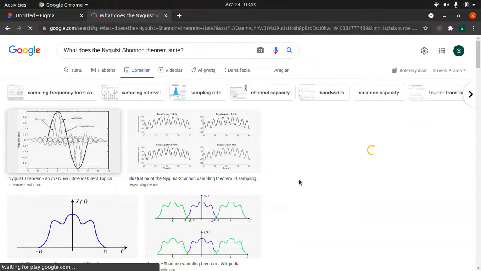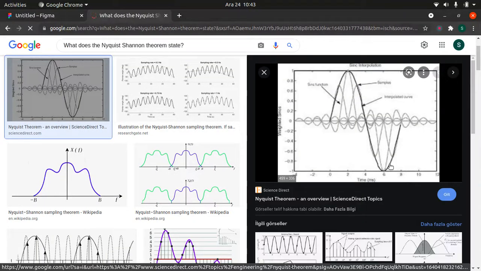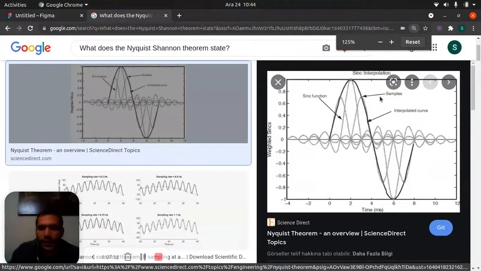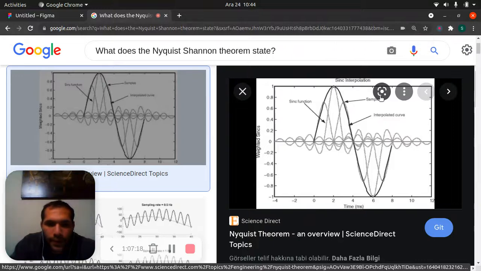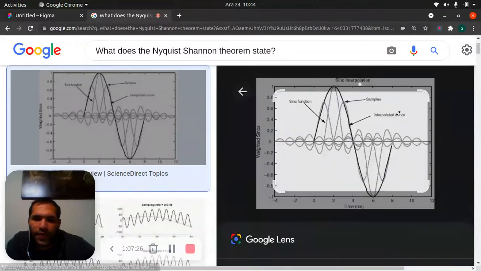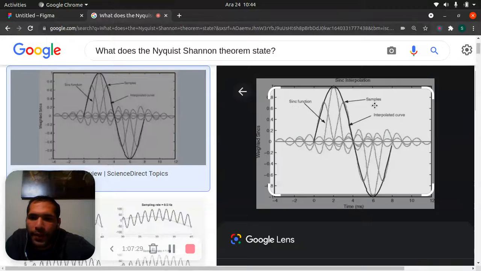Let's check it. Yes, the image is that. Let's go a little inside it. Okay, the point here, let's make it bigger if I can. Yes, we have samplers. This one is samplers. It is an interpolated curve to represent the signal.